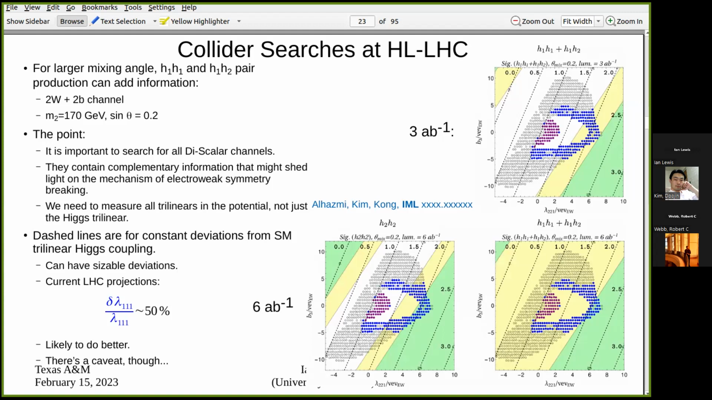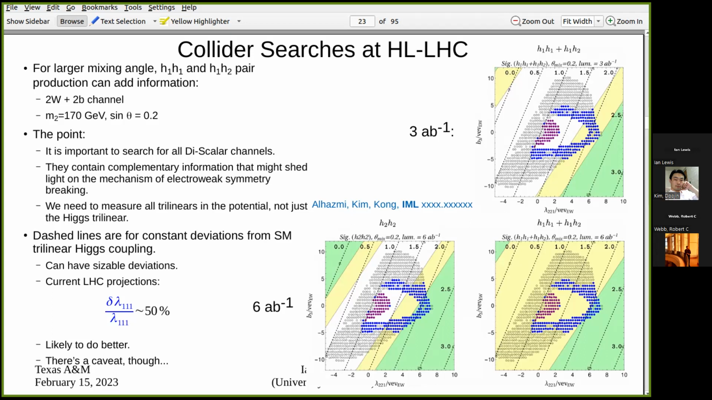It looks pretty much like what we had before, which looked at just double scalar production with new ones. ATLAS and CMS will each get 3 inverse ab. So if I combine them and get 6 inverse ab, it turns out that these channels, the usual non-resonant di-Higgs and H1 plus H2, you could actually map out this entire region for these mixing angles. When you send the mixing angle to 0, it doesn't work as well, but you could actually map out and discover a lot of this just from the HL-LHC, which is pretty nice.